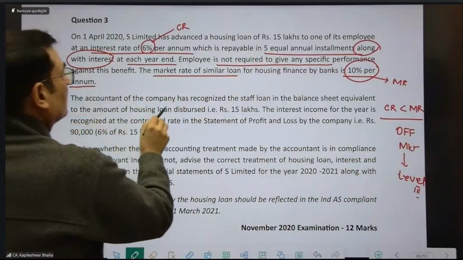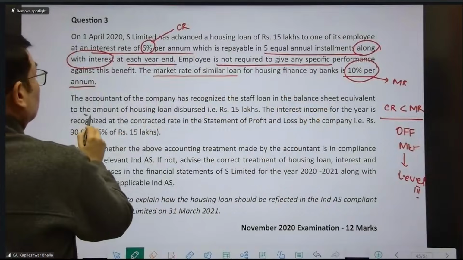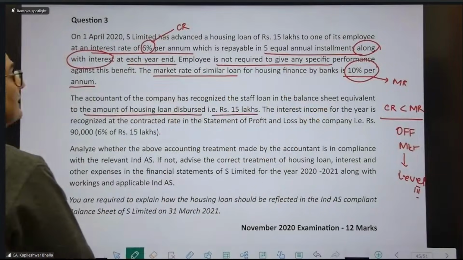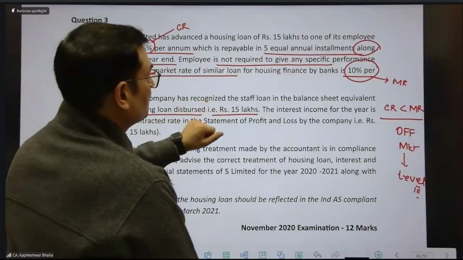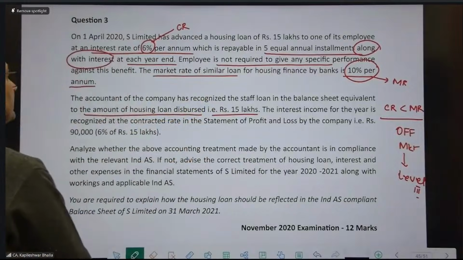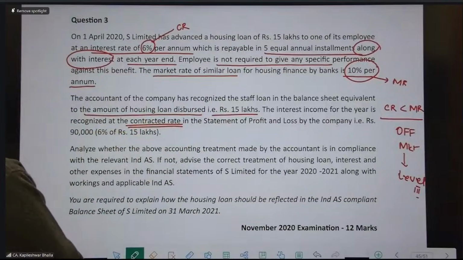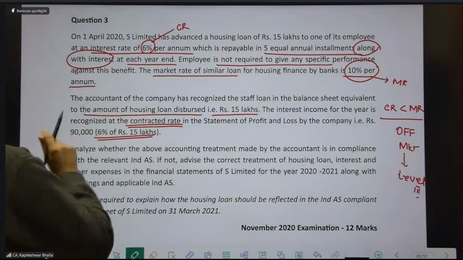The accountant or the company recognized the staff loan in the balance sheet equal to the amount of the loan disbursed, that is 15 lakhs. So that is an incorrect treatment, because the initial recognition of the asset should be done at fair value. Then he says interest income for the year is recorded at the contracted rate in the statement of P&L. So he's taken 6% on 15 lakhs, that is 90.